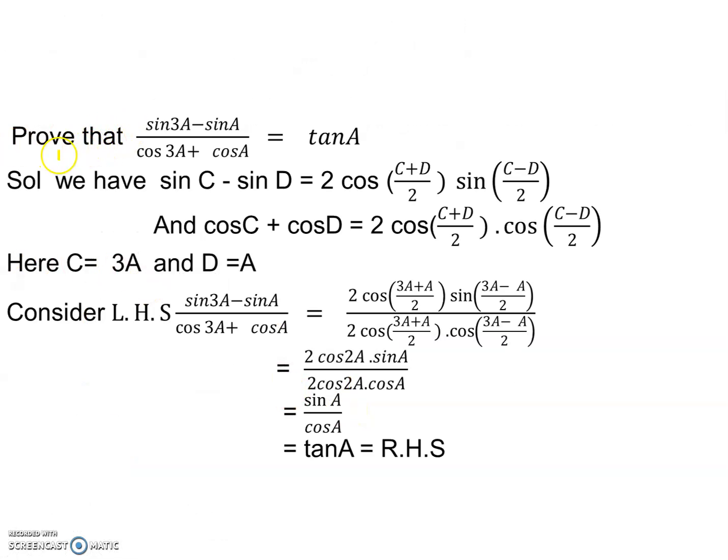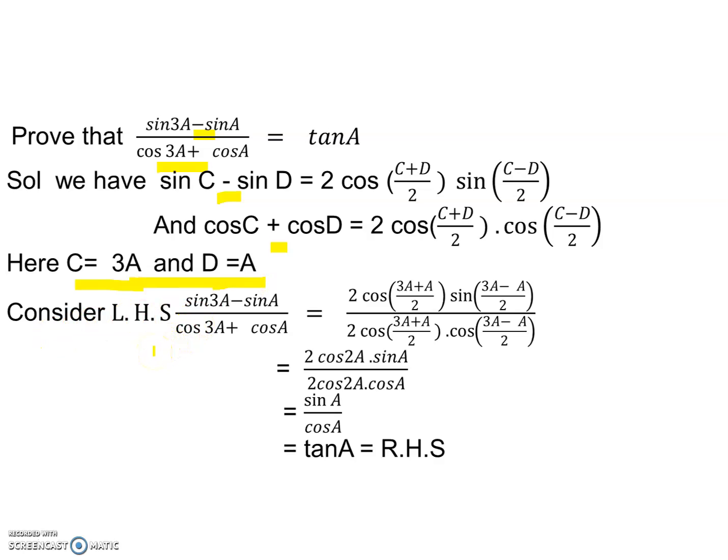Now we are given that (sin 3A minus sin A) upon (cos 3A plus cos A) is equal to tan A. We have sin C minus sin D is equal to 2 cos((C plus D) upon 2) into sin((C minus D) upon 2), and cos C plus cos D, because here the middle sign is plus and here the middle sign is minus. That's why we have to use minus in one and plus in the other. So cos C plus cos D is 2 cos((C plus D) upon 2) into cos((C minus D) upon 2). In this formula we have to put C is equal to 3A, D is equal to A.